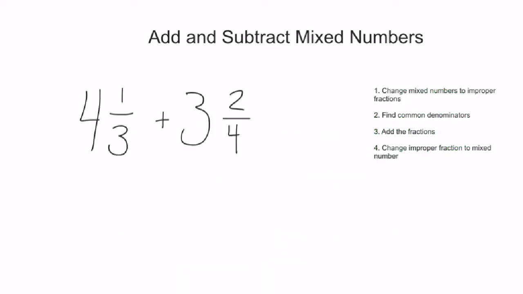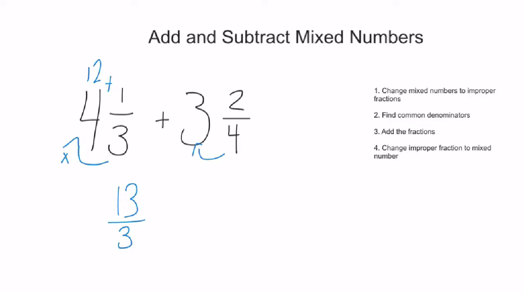So here we have 4 1/3 plus 3 2/4. So we have a mixed number addition problem. I want you to pause the video and attempt step number 1 only on your own. Change the mixed numbers to improper fractions. After you finish step 1, restart the video. I'm going to go and do step 1 now. 4 times 3 is 12, plus 1 is 13.